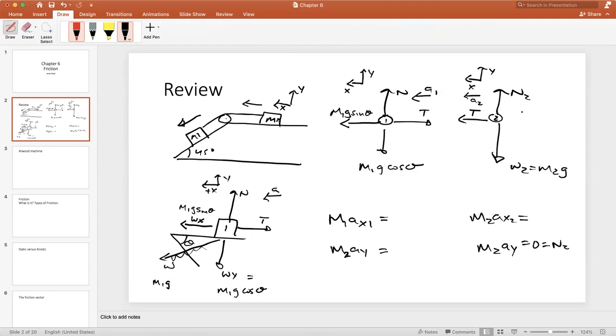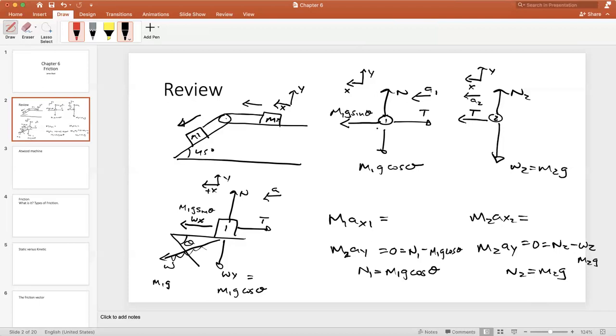So this is N2. N2 goes up, weight 2 goes down. And this is also 0. N1 goes up, and weight 1 goes down, and remember the component in the y of the weight of M1 is M1g cosine theta. This is M2g. So now we need to do the x equations. What these give us is that N1 is M1g cos theta, and N2 is M2g if we need it. You'll see later in this lecture when we need it and why we need it.